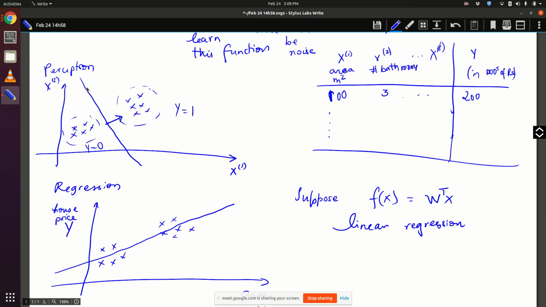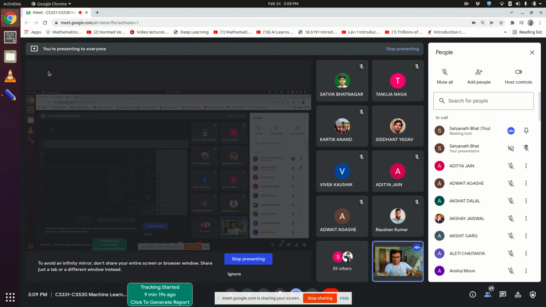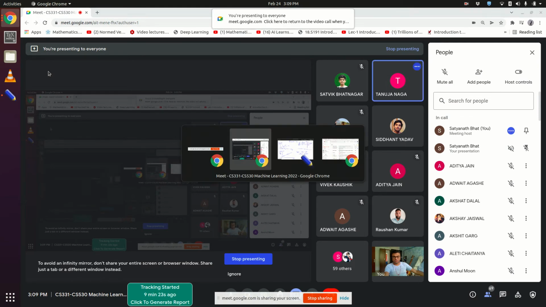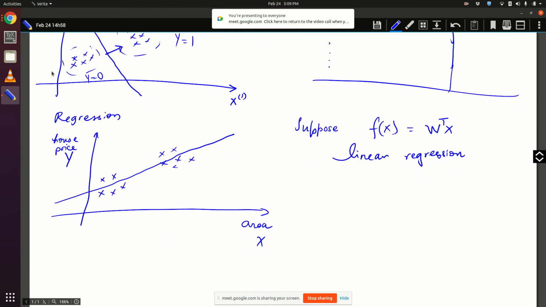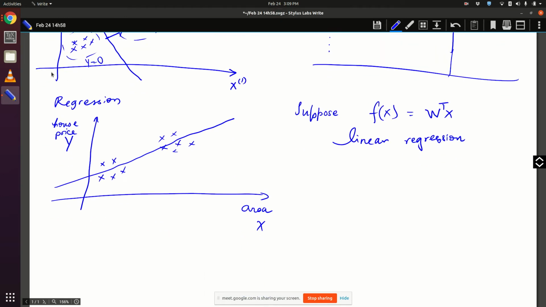So for a perceptron we saw what the goodness of fit was. So what do you think should be the goodness of fit for regression? The minimum error should be minimum. Yes, so minimum error. And what is an error? The difference between the actual price and the predicted price.